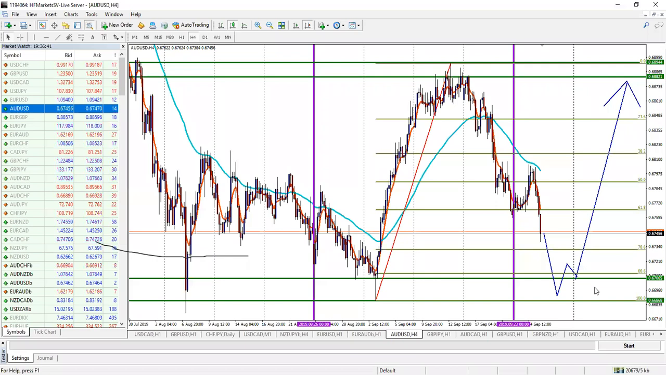Do you get my point, guys? I'm talking very logical stuff here. And you need to understand the market, not just draw things on the chart. You have to know what is happening behind the scene. See what I mean, guys? It's very important.